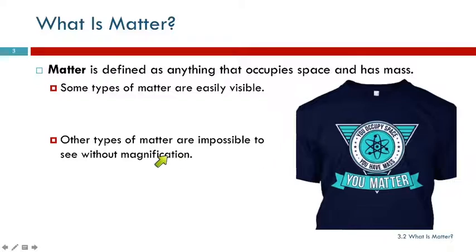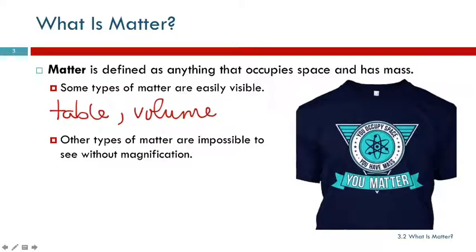I like that. Some kinds of matter are easily visible. Name a couple kinds of matter. The table. How about another one? What about your hair? Is your hair matter? Sure. It has mass. It occupies volume. Some of us wish it had a little more volume, but whatever.